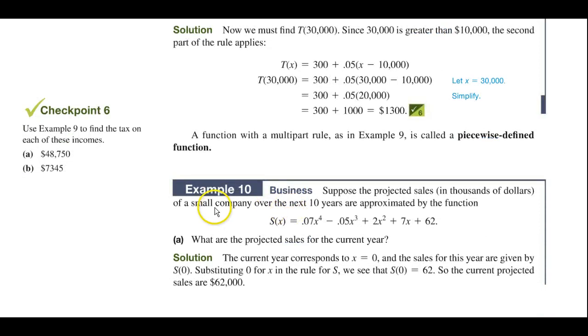And in example 10, suppose the projected sales in thousands of dollars of a small company over 10 years are approximated by this function. What are the projected sales for the current year? Well, X would then be 0. So all of these would be 0, and therefore it's just $62, or 62,000, since this is in thousands.